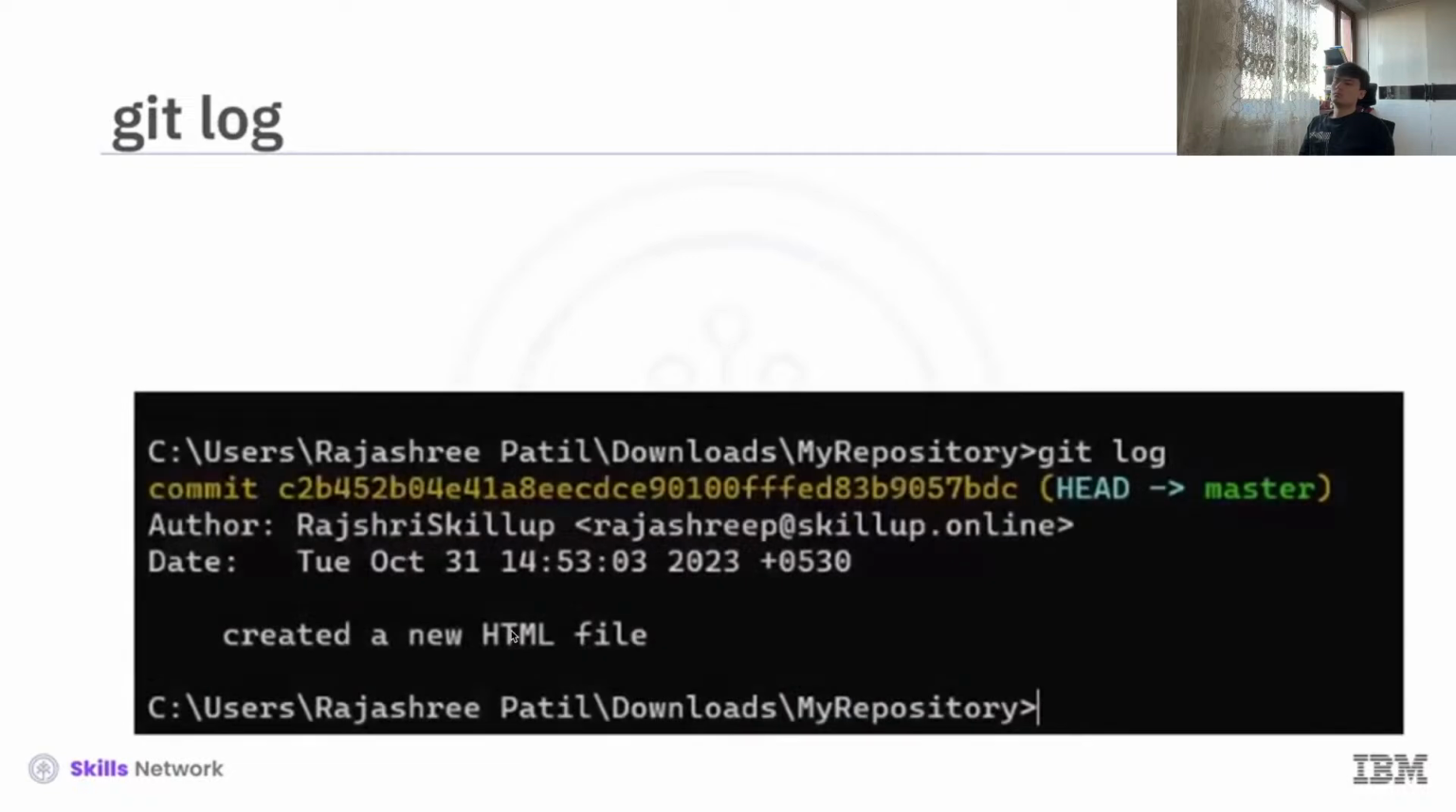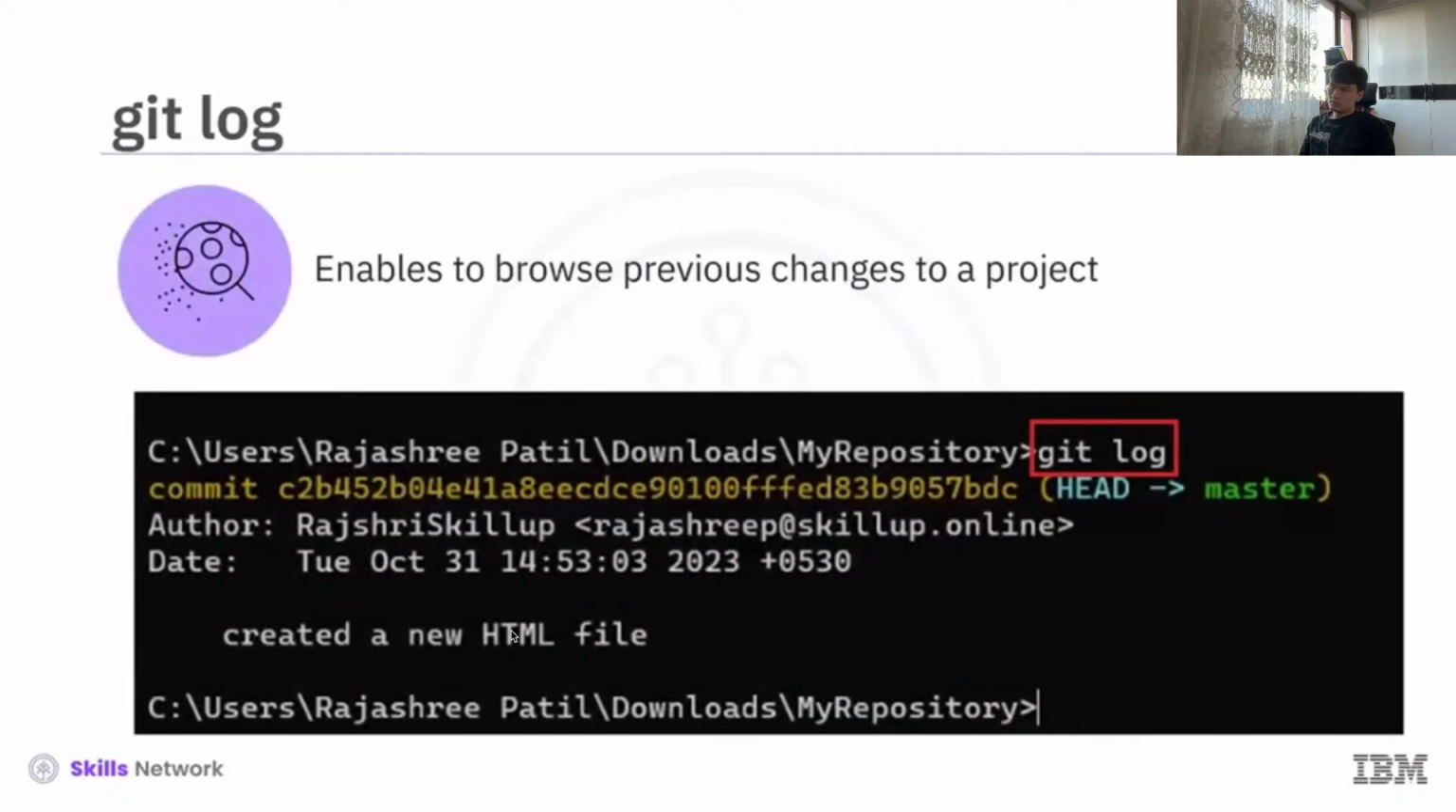If you wish to review the commit history to confirm the commit is recorded, run the git log command. It enables you to browse previous changes made to a project. Here, your commit history will reflect "created a new HTML file."